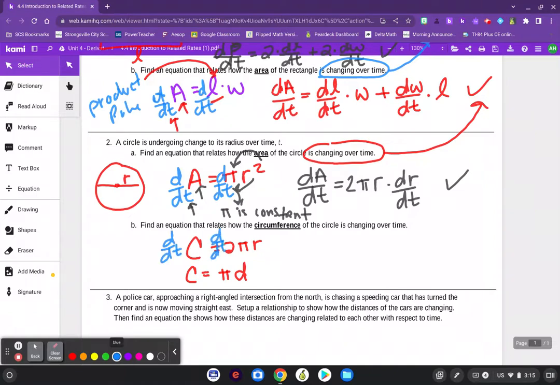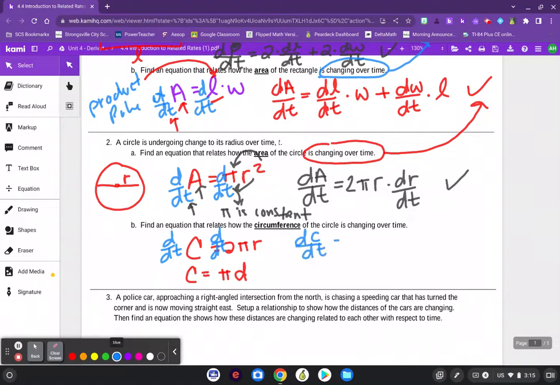You might be thinking, well, how do I know which one to choose? And it would be based on the information that's given. So if a problem gives you information based on the radius, I would do c equals 2 pi r. If the information gives you the diameter, then I would maybe choose pi d. Doesn't matter. So again, derivative of circumference, dc/dt.